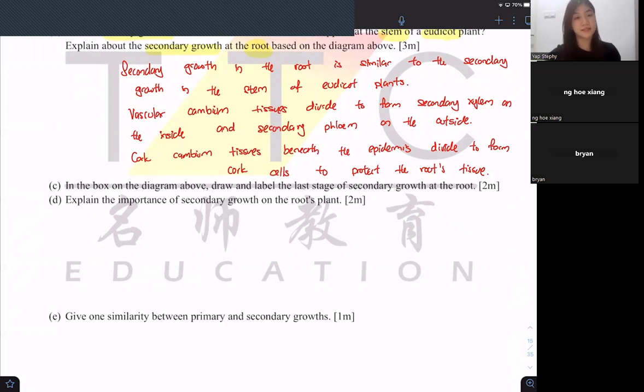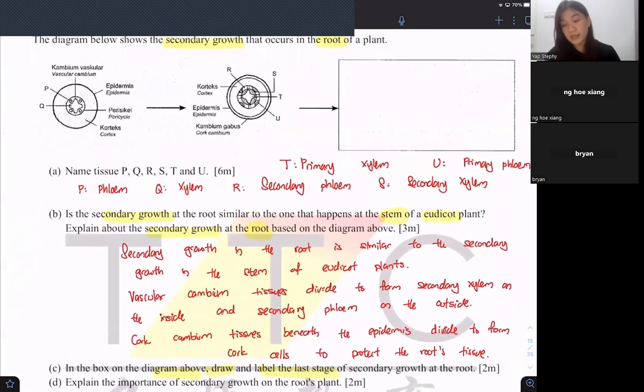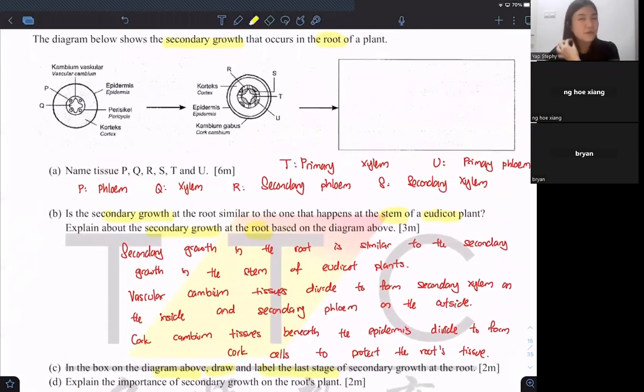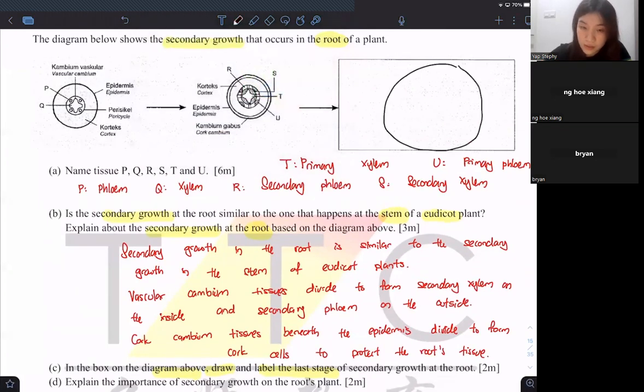Okay, can. For the next one, you come to see. In the box on the diagram above, draw and label the last stage of the secondary growth at the root. For this one, it is drawing. But actually, they seldom ask this in exams because the drawing is quite complicated. But you can help me draw also. First draw two circles.